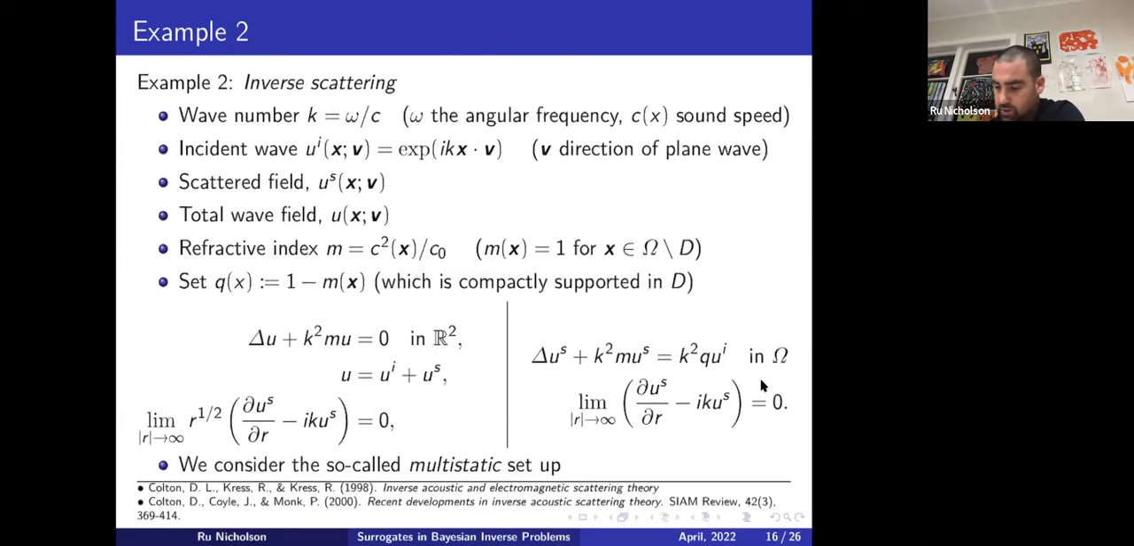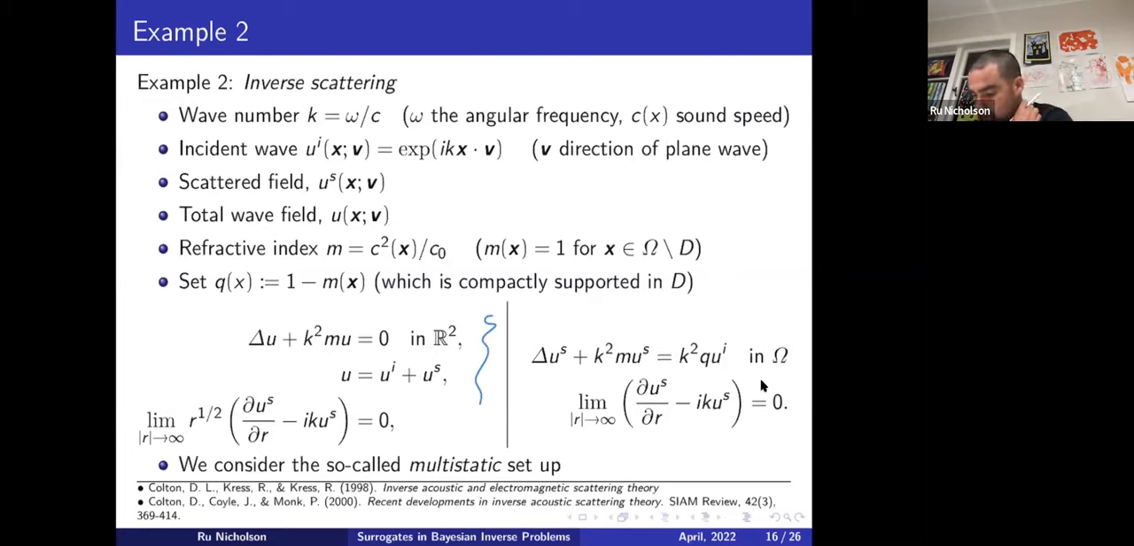And the parameter of interest here is going to be the refractive index. If you work through these things, if you say that the scatterer lies in some region, then you can say that the refractive index is 1 outside that region, and so Q is compactly supported, and we end up with this problem. We're only considering the two-dimensional case.